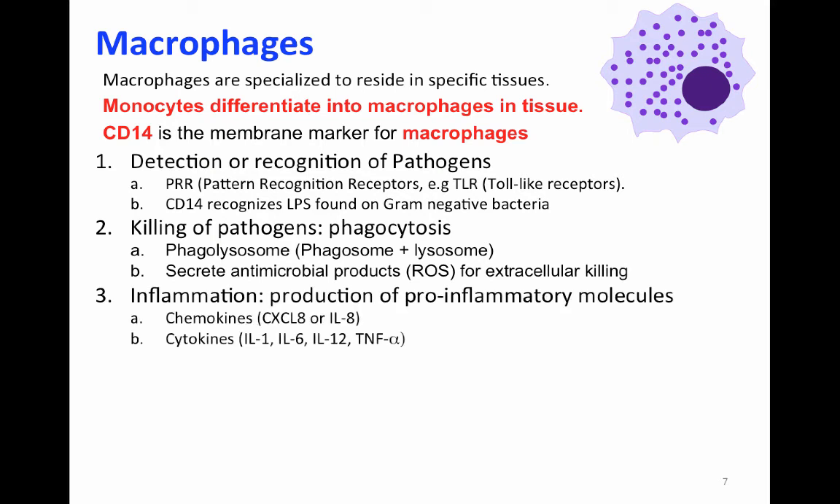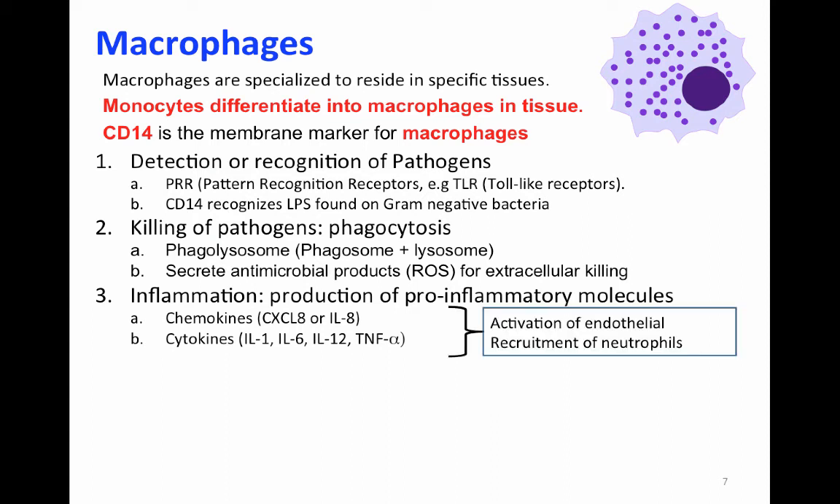Furthermore, macrophages produce pro-inflammatory molecules. For example, chemokines such as CXCL8 or interleukin-8, and cytokines such as interleukin-1, 6, 12, and tumor necrosis factor alpha. These molecules lead to the activation of endothelial cells and the recruitment of neutrophils.